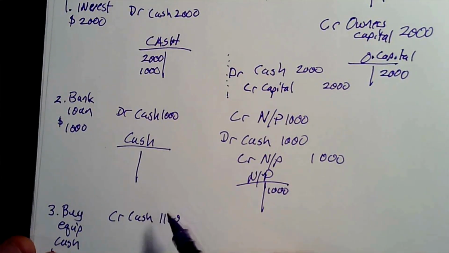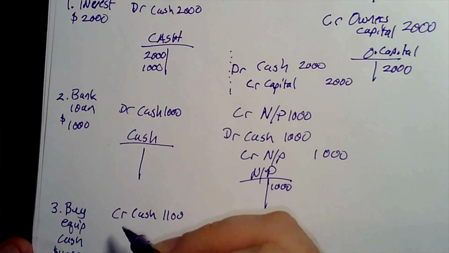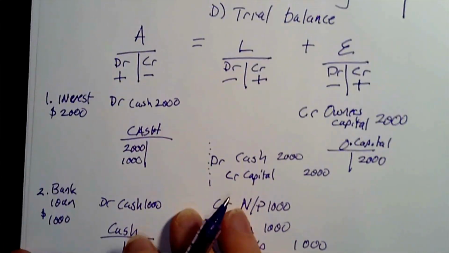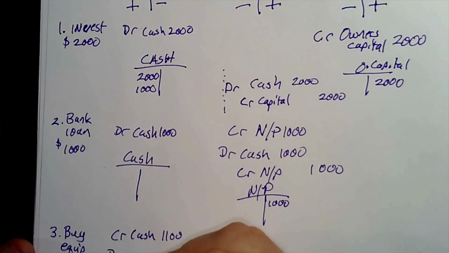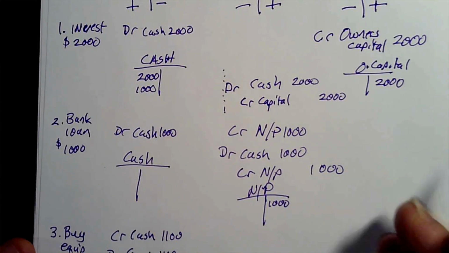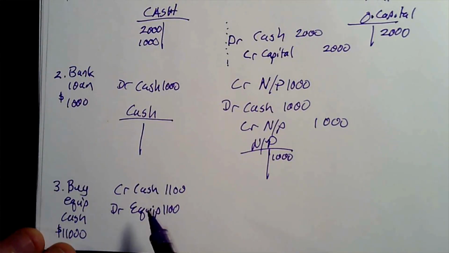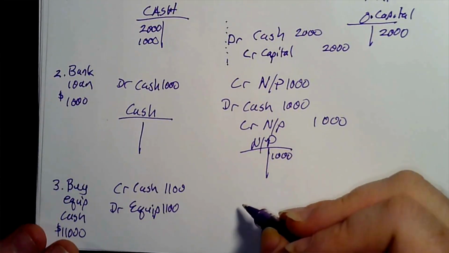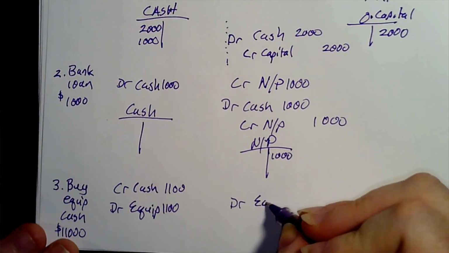But we also have another asset that's going up. We bought equipment. And when an asset goes up, we debit that asset. So here's a debit to equipment for $1,100. Now notice nothing happened on this side, because all of the changes were an increase of an asset and a decrease of an asset. If I were to write the journal entry, again, I'd put the debit first.